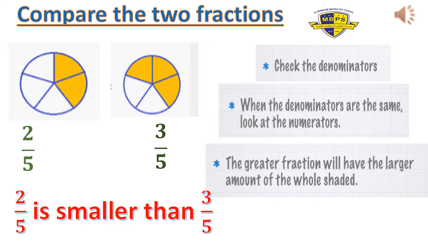Well, step 1, you check the denominators. Now in both the fractions, the denominator is 5, which is same. Now when we have the same denominators, we follow step 2. That is, you check the numerators. Now in the first fraction, the numerator is 2, and in the second fraction, the numerator is 3. So which numerator is greater? Well, 3 is greater than 2.